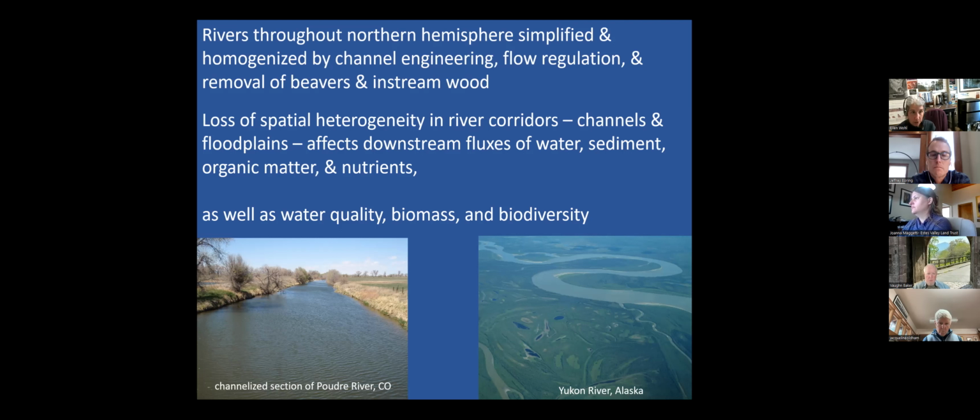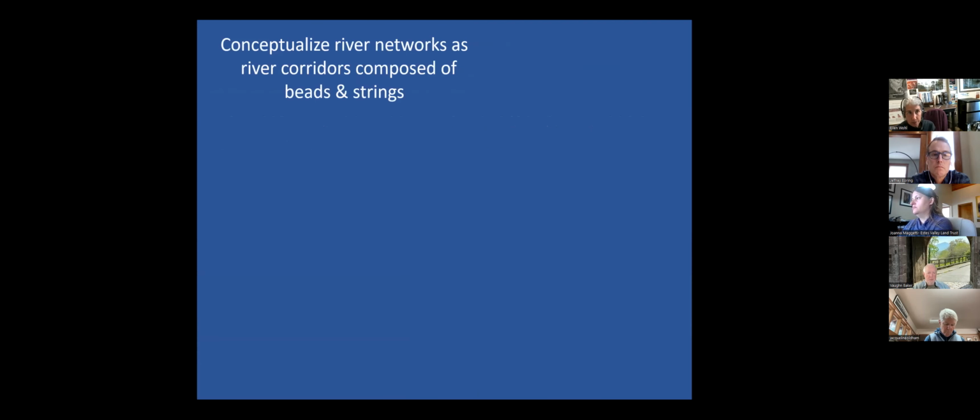So there are these implications for water quality, just the amount of organisms, insects, fish, other creatures that can be supported by that river corridor, and certainly the diversity of those organisms. So one way to think about river networks, and this applies very, very well to rivers in the Front Range, is this very simple idea of beads and strings.